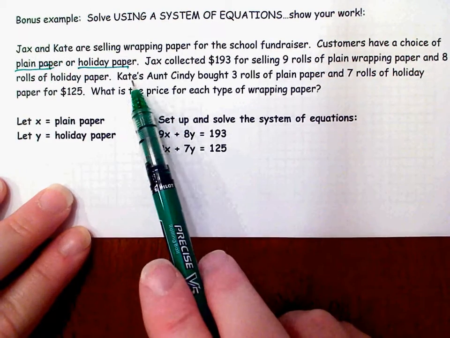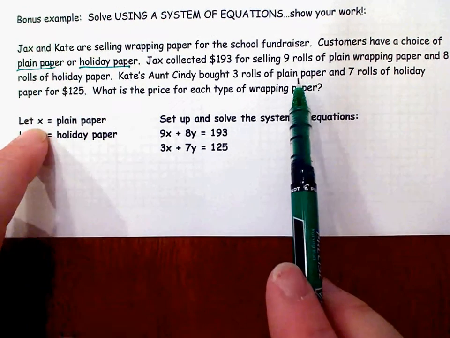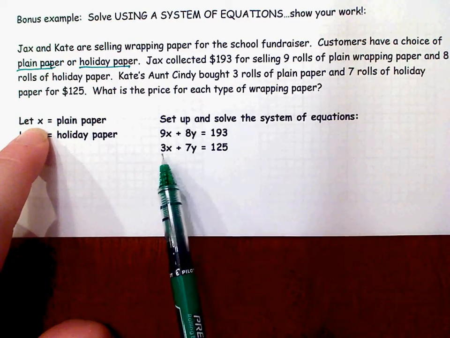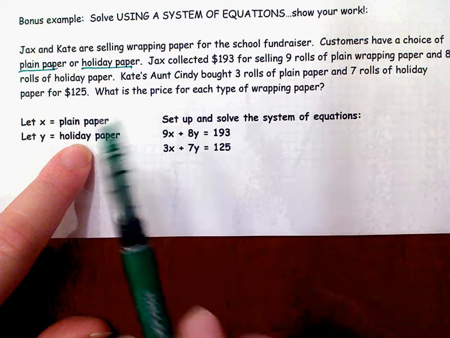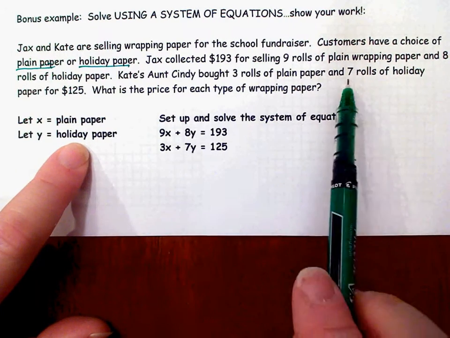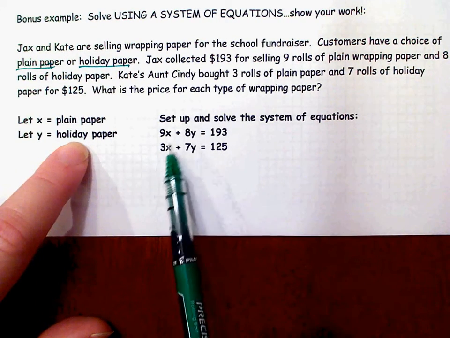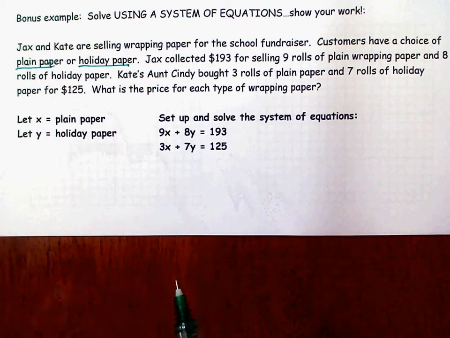It says Kate's Aunt Cindy bought 3 rolls of plain paper. Remember, x is plain paper, so 3 rolls of plain paper is 3x. And 7 rolls of holiday paper. Y is holiday paper, so that's 7y, since she bought 7 rolls of holiday paper. All together, that money equals what she collected, which is $125.